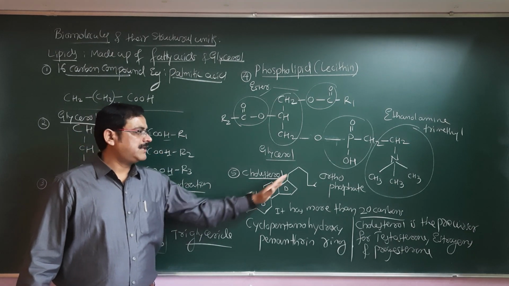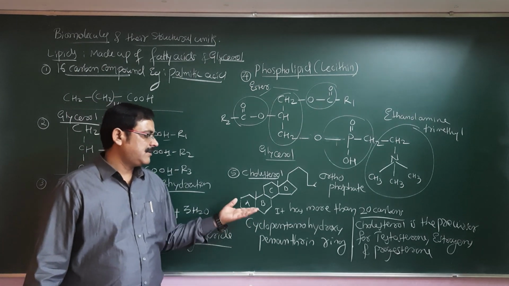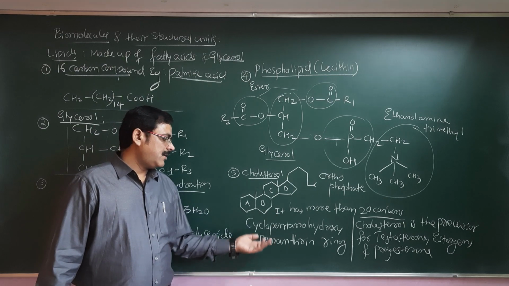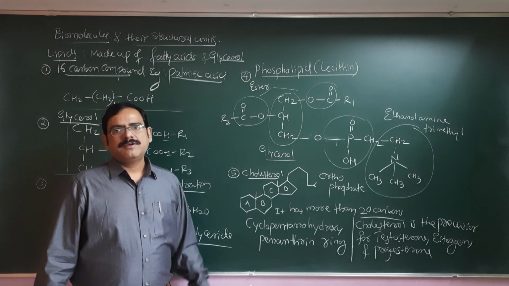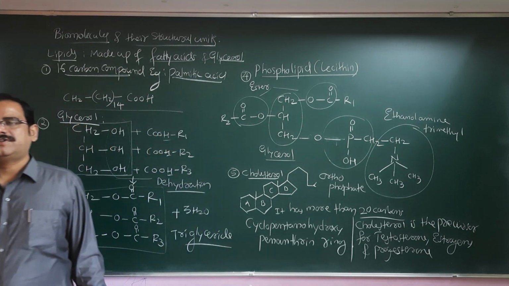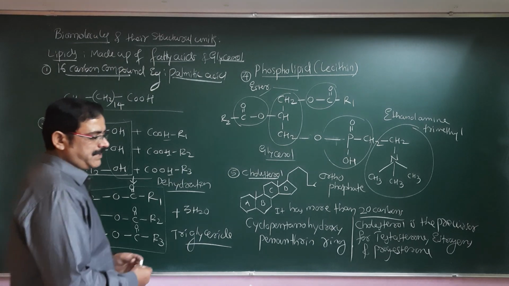Cholesterol has a peculiar structure, with 20 or more carbons in this ring structure, what we call a cyclopentano perhydro phenanthrene ring, and cholesterol forms the precursor for testosterone, estrogen as well as progesterone. This is all we have discussed regarding the lipids. So let us go ahead.